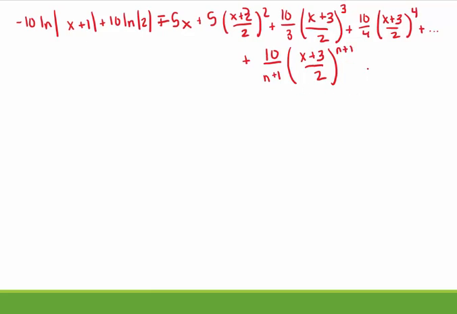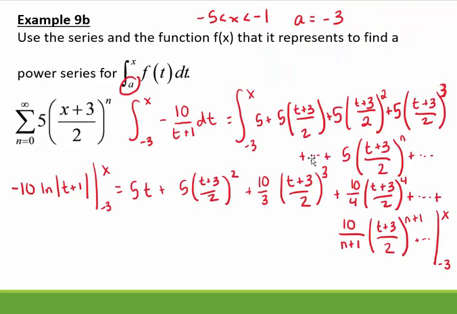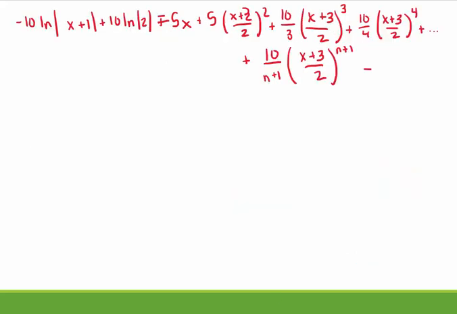Then remember, I need to subtract when I plug in negative 3. When I plug in negative 3, all of these terms, this term, this term, this term, all those terms go to 0, all except this one. So I have a minus a negative 15. Okay, now doing a little bit of algebra with this.